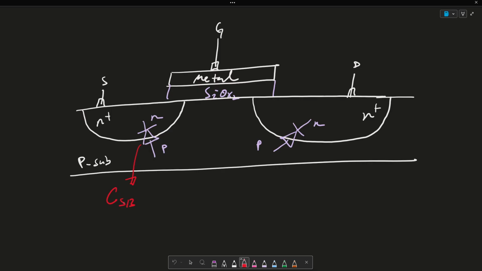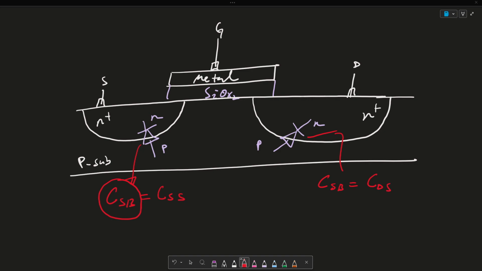Capacitance from the source to the bulk. This is also called capacitance from the source to the substrate. I will use CSB more often. And over here, this PN junction creates a parasitic capacitance. So we call this CSB or CDS.